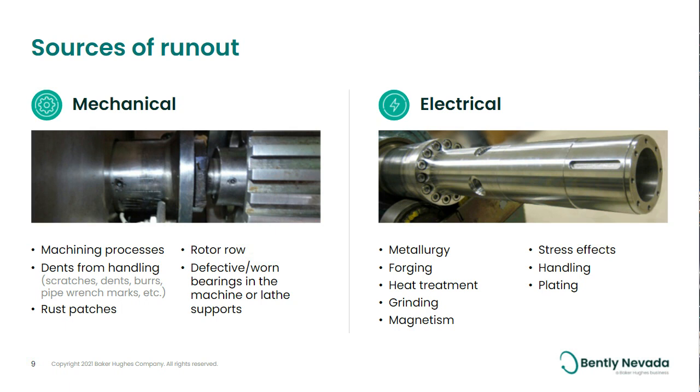From the electrical side of things, it can get a little more complicated. Things to do with the metallurgy, how the thing was forged, heat treatment, the grinding, if grinding is too intense in one spot or another, magnetism, stress effects, the handling and plating. All of these things can affect the actual material of the shaft and will affect the electrical properties, or how that electrical runout occurs in the shaft.